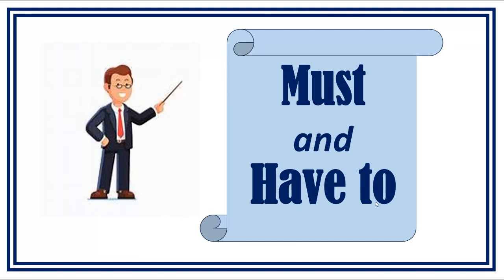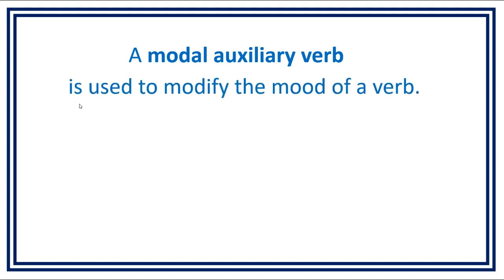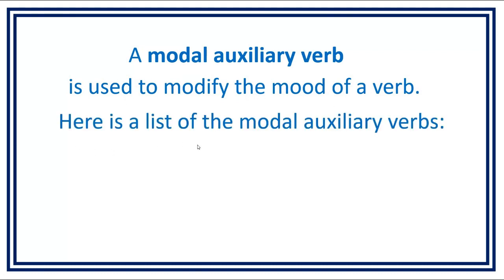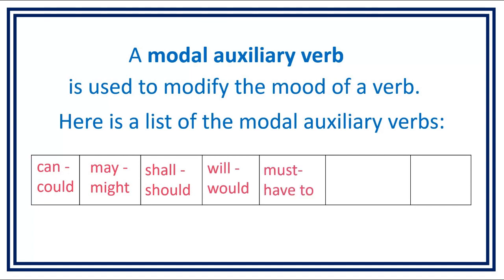So let's get started. A modal auxiliary verb is used to modify the mood of a verb. Here is a list of the modal auxiliary verbs. Can, could, may, might, shall, should, will, would, must, have to, ought to, had better, and used to.